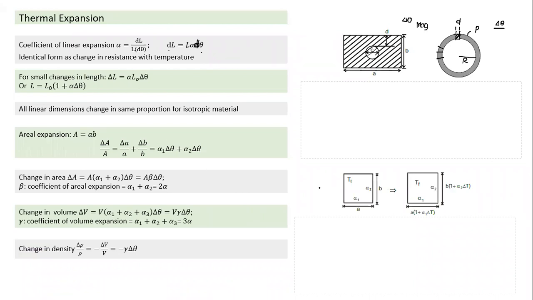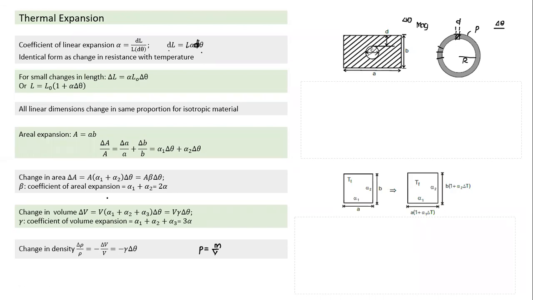So this changes here. When volume changes, we have done one question in a previous session also, density will also change. Density is related to volume. Density is equal to mass by volume here, and mass does not change when you heat it up. Only these two quantities change, and delta rho by rho is equal to minus delta V by V. And what is delta V by V? Delta V by V is equal to gamma delta theta. So this becomes minus gamma delta theta. So delta rho by rho is minus gamma delta theta.